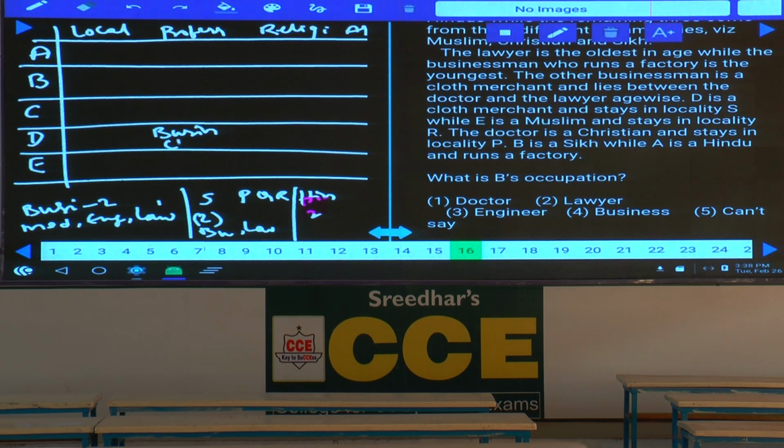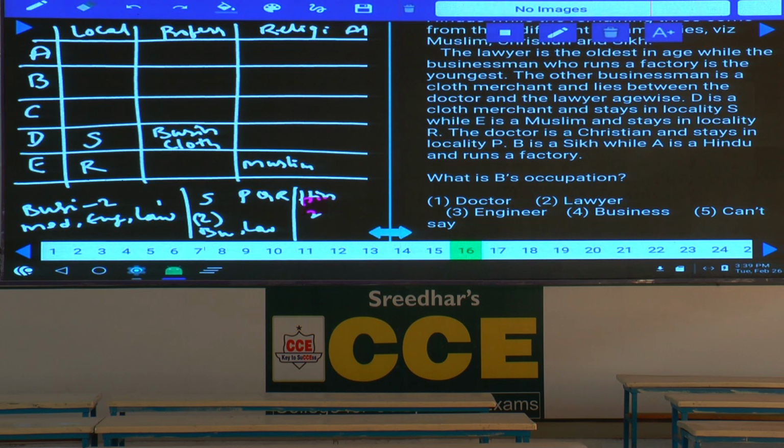Businessman, cloth merchant, D. The businessman, cloth merchant, stays in locality S, where E is a Muslim. E's religion is Muslim, and E stays in locality R.